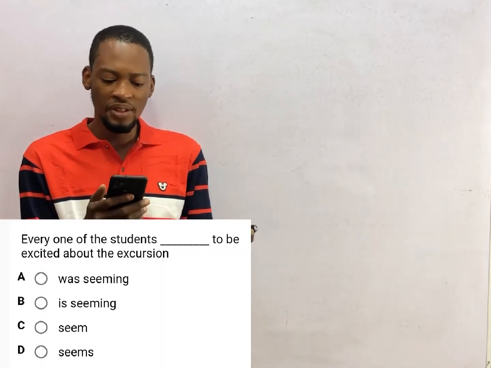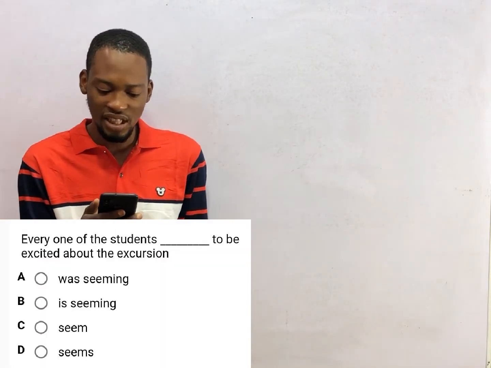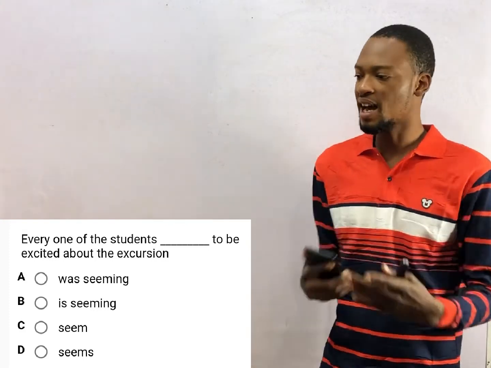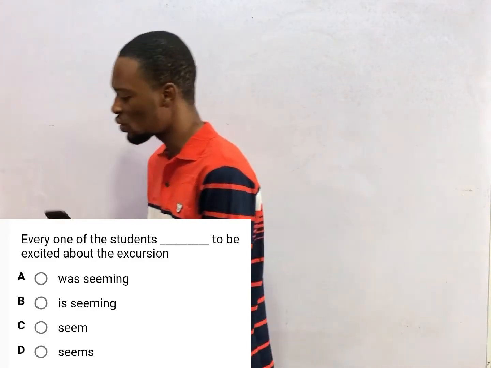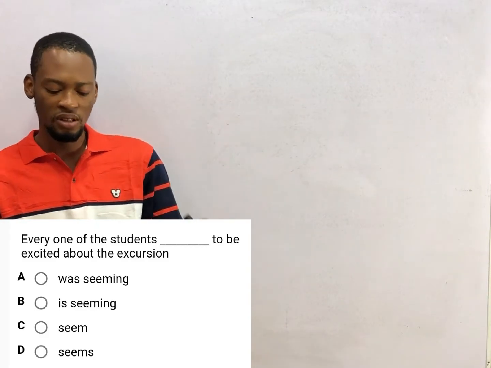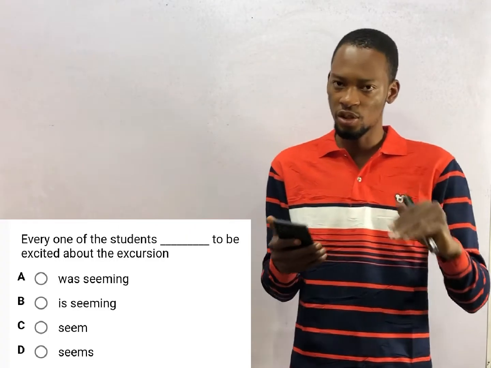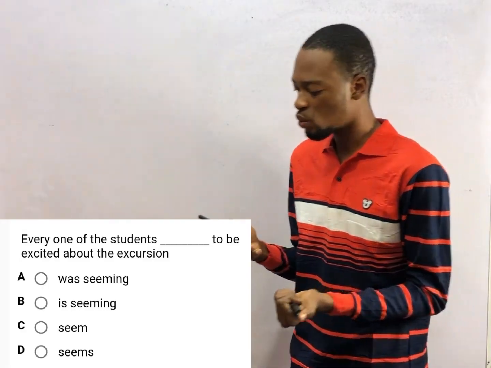I think that his essay is impeccable. Impeccable means perfect, flawless, faultless. I think his essay is impeccable. It simply means I think his essay is faultless. Every one of the students seems to be excited about the excursion. Every one of the students simply means the students are acting as one. So if they're acting as one, then the verb to be used must be singular. Every one of the students seems to be excited about the excursion since they are acting as one.